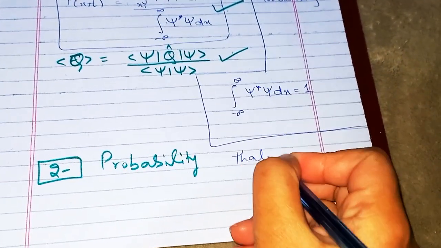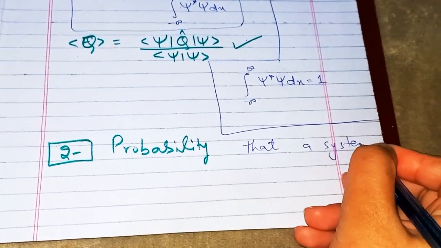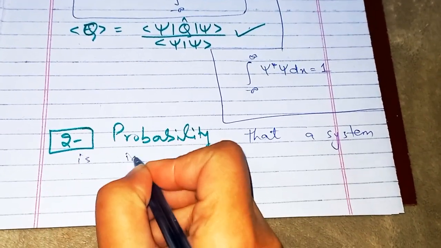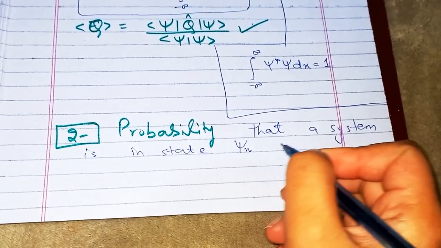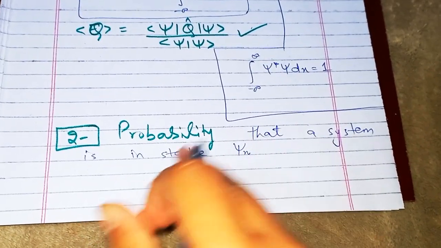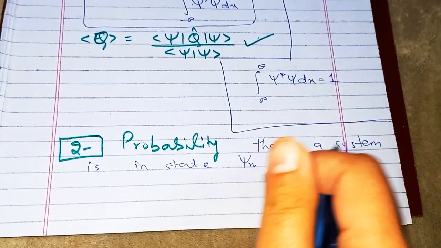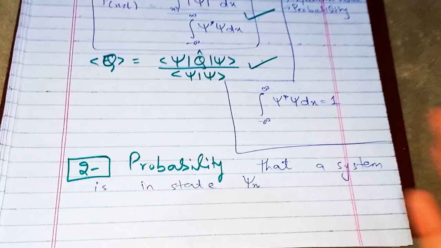That a system is in some state psi n. We have to find out the probability that a system is in the state psi n. Okay, we are talking about now states, the possible states the system could have.